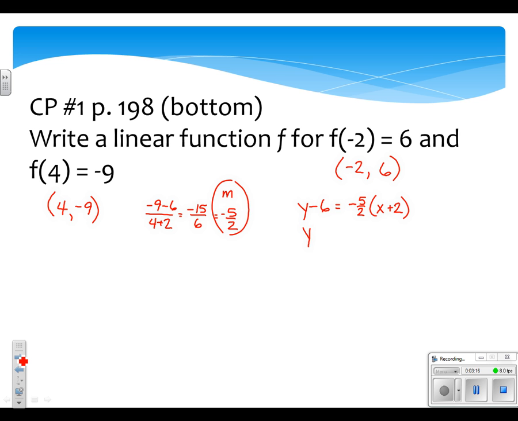Start simplifying. Negative 5 halves times 2 is just going to be a negative 5. Move over your 6. And here is your linear function. Ready to graph. You can see your intercept, you can see your slope, it's ready to go.